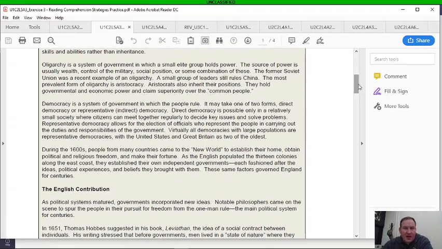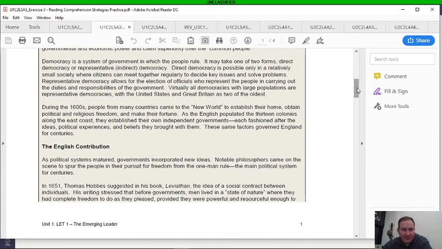Next one. Oligarchy is a system of government in which a small elite group holds power. The source of power is usually wealth, control of the military, social position, or some combination of these. The former Soviet Union was a recent example of an oligarchy. A small group of leaders still rules China. The most prevalent form of oligarchy is aristocracy. Aristocrats also inherit their positions. They hold governmental and economic power and claim superiority over the common people, claiming to do what is best for them, whether they know it or not. I'm adding that piece. So again, a chance to do a quick summary of that paragraph.